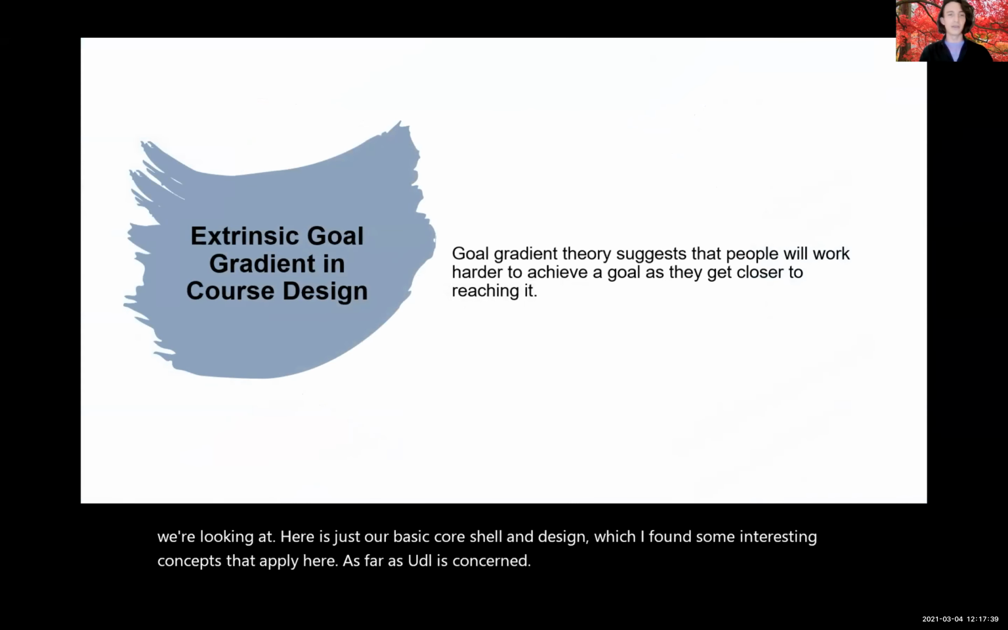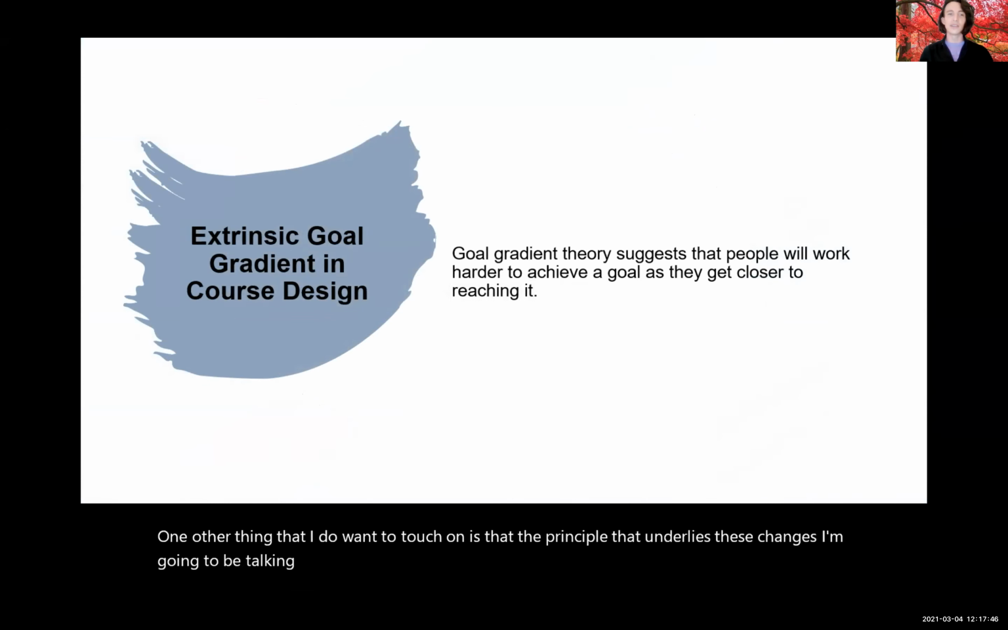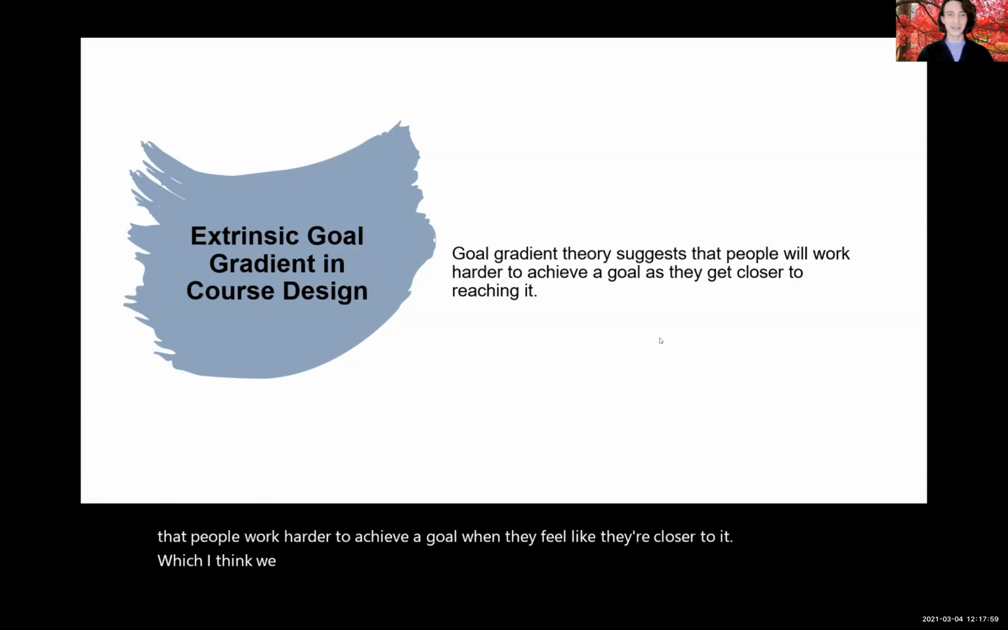One other thing I want to touch on is that the principle underlying the changes I'm going to be talking about is called the extrinsic goal gradient. That goal gradient suggests that people work harder to achieve a goal when they feel like they're closer to it, which I think we can probably all recognize and agree with.